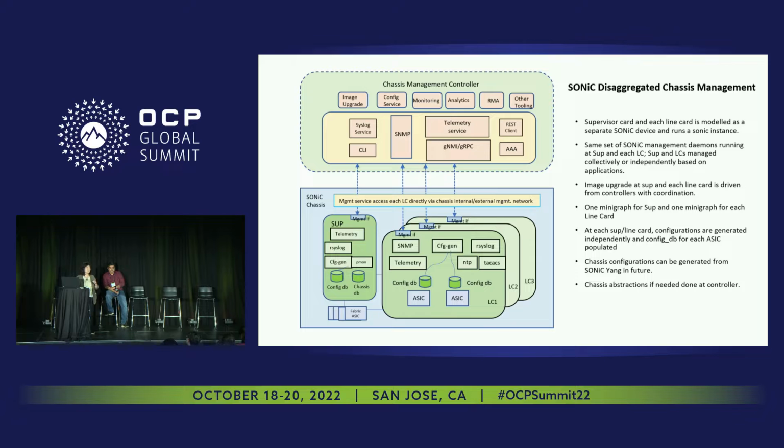And for configuration, currently we use minigraph. We have a minigraph file for the supervisor, as well as a minigraph file for each of the line cards. So SONiC would parse this minigraph file and then self-generate the configuration and store the data in the config databases in the module. We have one config DB for each ASIC. And then in the future, we could generate the configuration based on the Yang tables. Finally, some chassis abstractions could be needed depending on the applications. So now I will turn over to Arvind to talk even more about minigraph and some more interesting areas.